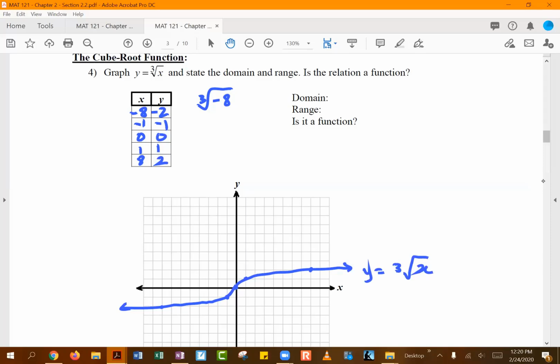Now, is this guy a function? Yes. Yeah, he passes the vertical line test. He is a function.